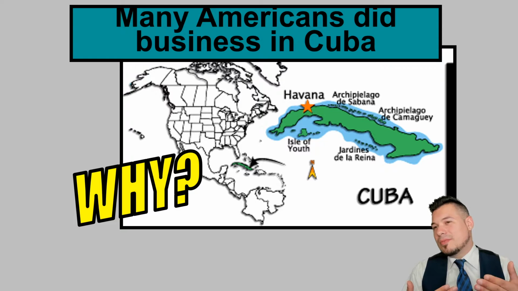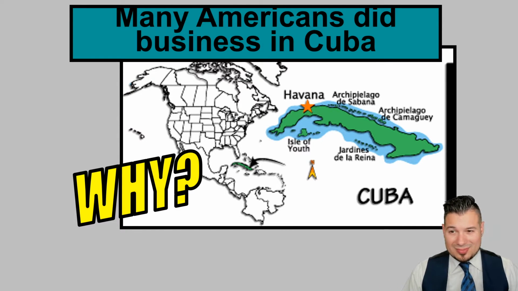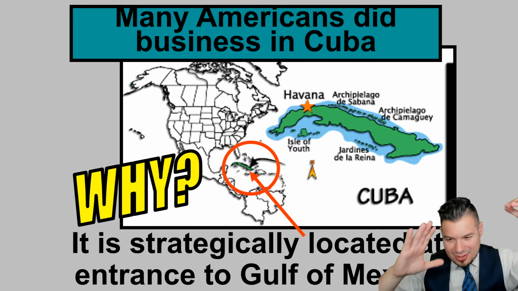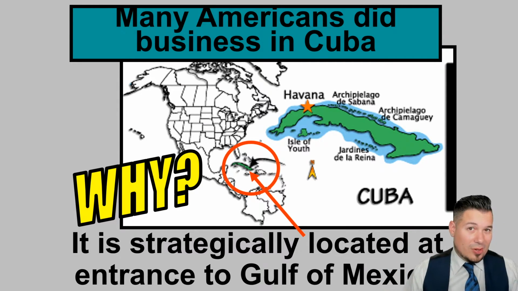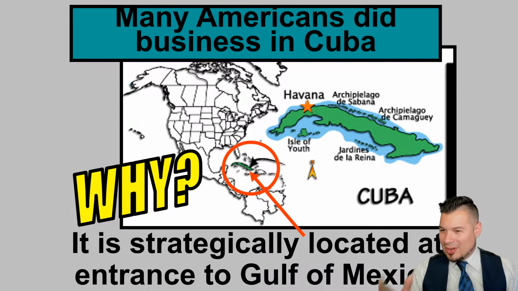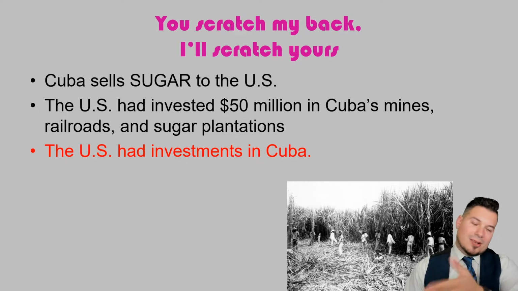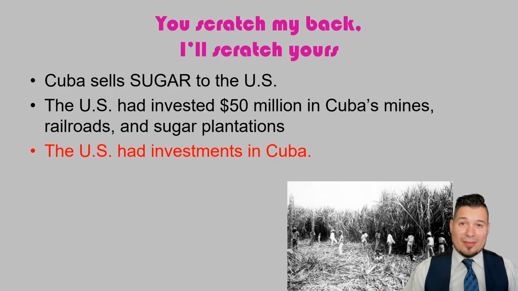So many Americans did business with Cuba. Why do you think? Exactly. It's strategically located at the entrance of the Gulf of Mexico. It's 90 miles off the coast of Key West, Florida. It literally is right there. So it's no wonder this becomes a big business for Americans. It almost becomes like an I'll-scratch-your-back-if-you-scratch-mine sort of thing, because Cuba sells sugar to the U.S. We love our coffee, we love sugar.